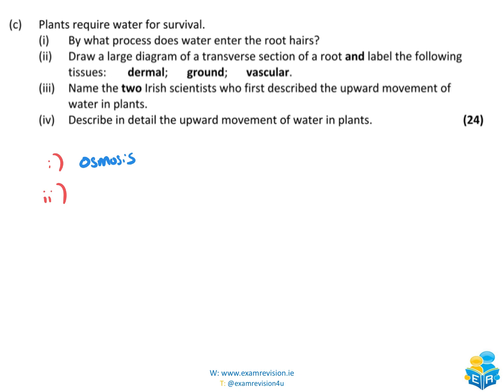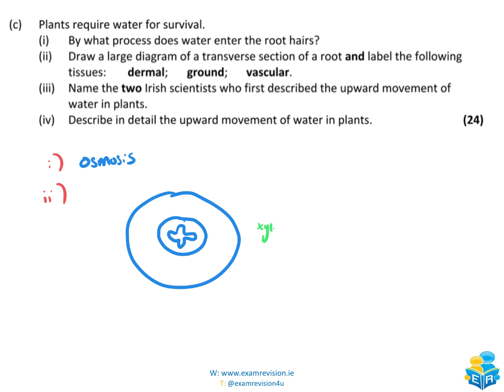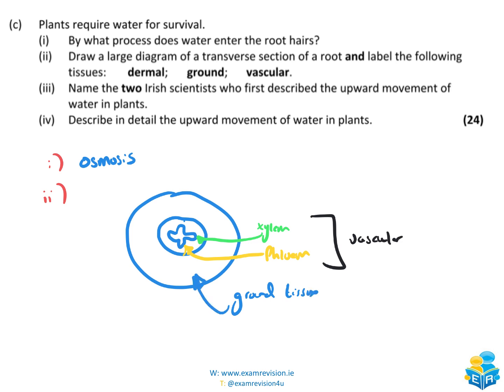Part 2, draw a large diagram of a transverse section of a root and label the following tissues. So the transverse section of the root is going to look something like this. The xylem is the X shape. The phloem is on the outside. Altogether, that's the vascular tissue. We have ground tissue in the middle. We have our dermal tissue towards the outside. And don't forget, we do have some root hairs there as well.